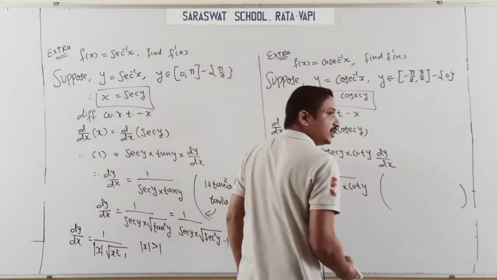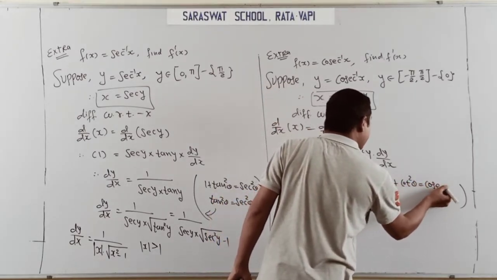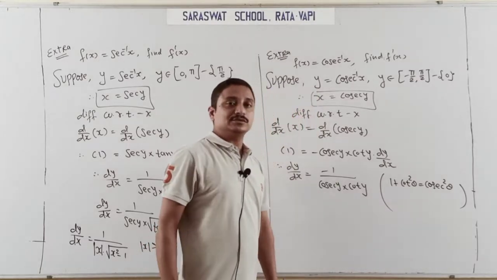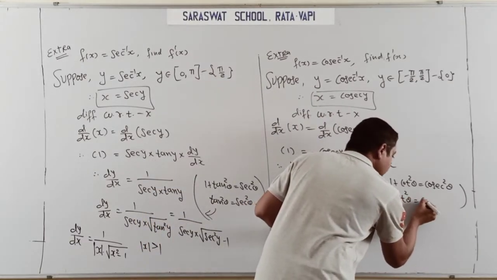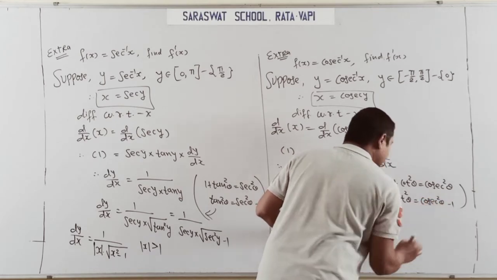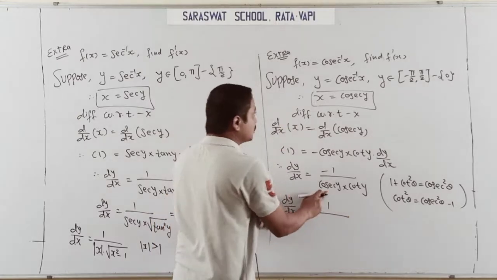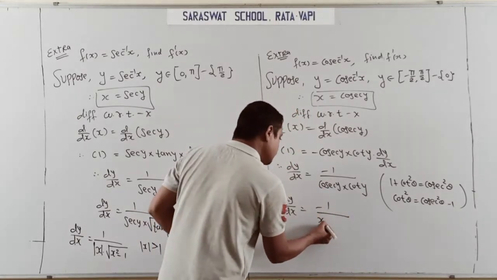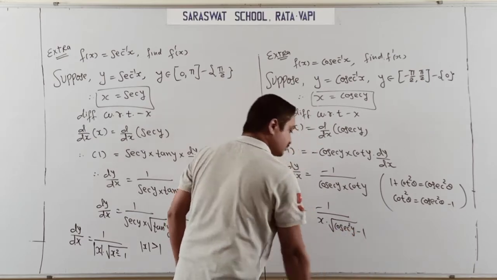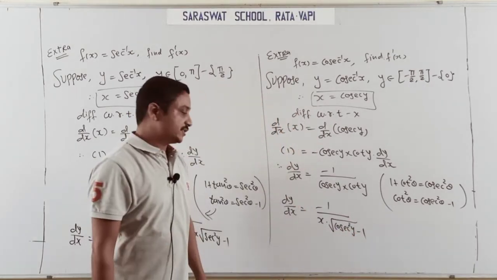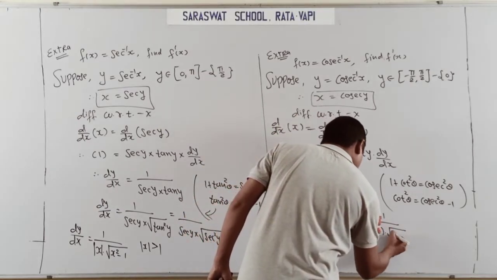So first of all, I am showing the identity 1 plus cot square theta is equal to cosec square theta. So what is cot square? Yes, cosec square theta minus 1. So dy by dx is minus 1 by this cosec y, already known x, and here under root cosec square y minus 1. Yes students, finally finished. Minus 1 by x into under root x square minus 1.